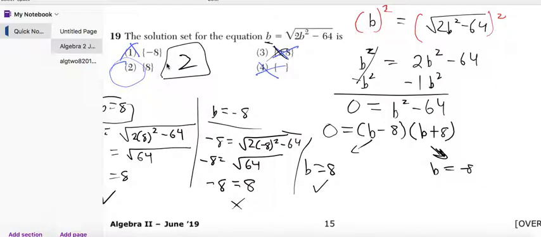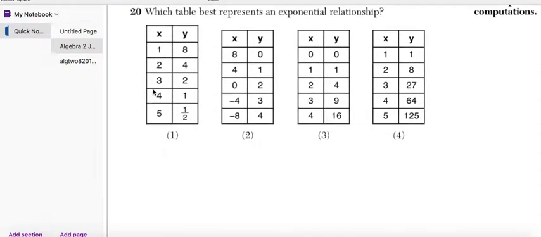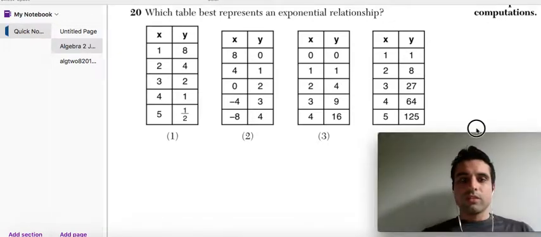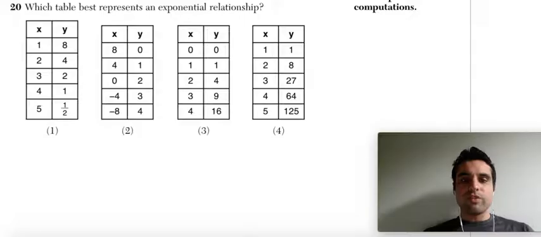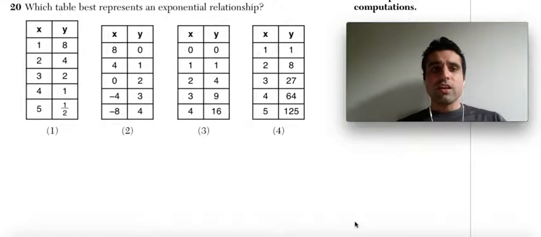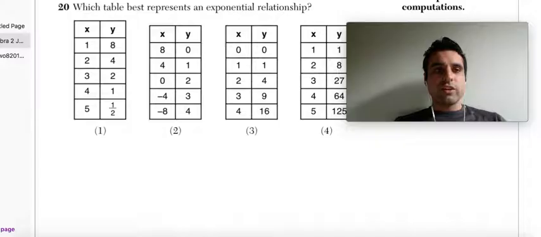Okay, so we're going to move on to number 20 now. So which equation represents an exponential relationship? So exponential, guys, just like in a geometric sequence, there has to be a common ratio, a constant multiplication over equal intervals of x. So let's look at this real carefully.